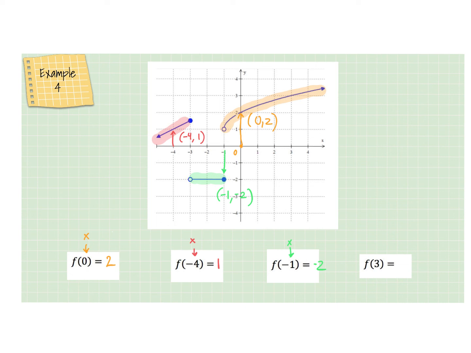All right. Last example, we have f of 3. So go to my x value of 3, go up, touches my graph there, and that is 3, 3. That means that f of 3 is equal to 3 because, again, that was my x value.